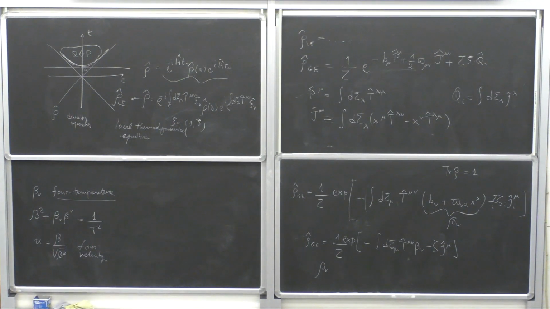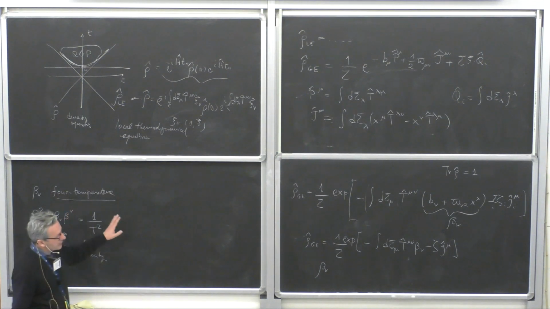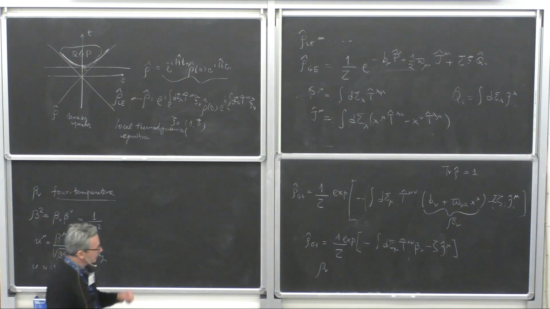The individual components are simply u mu equals beta mu over the square root of beta squared. So once you know the physical meaning of the magnitude, beta squared, you get all the individual components just by dividing beta mu by the square root of beta squared. So you have 4 degrees of freedom: one amplitude, which is the temperature, or 1 over the temperature, and then 3 components for velocity, because u mu u mu, of course, is equal to 1. But let me put this aside for a moment and continue with this.